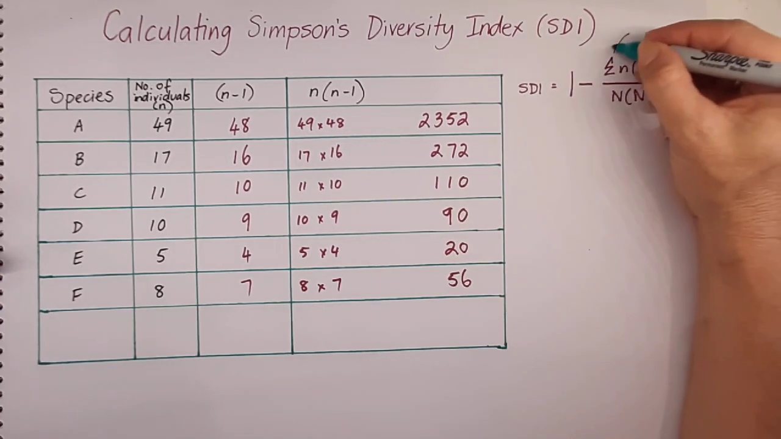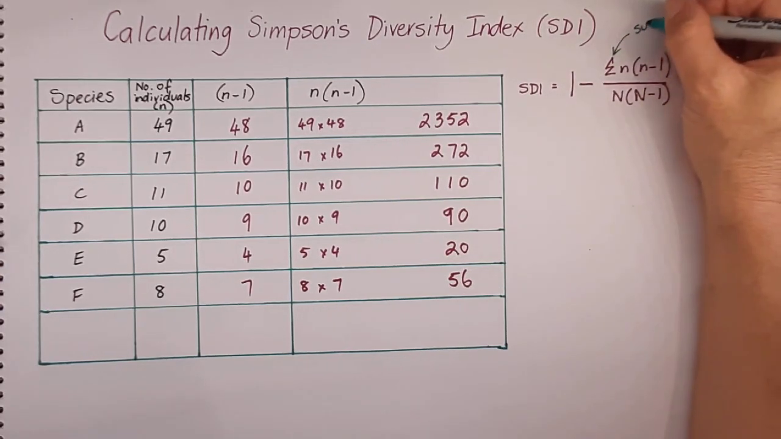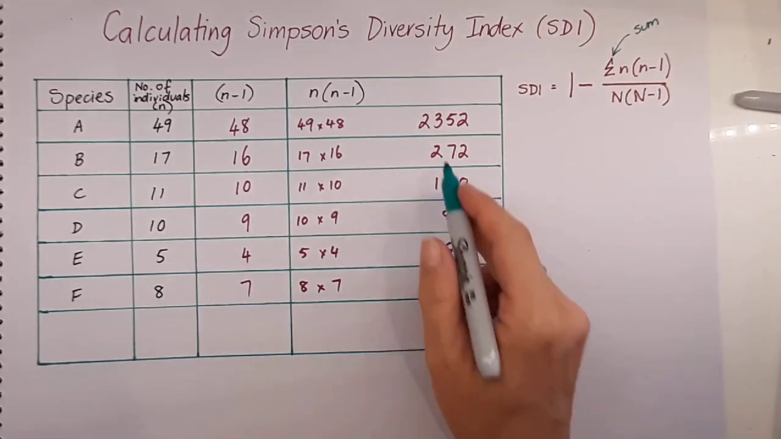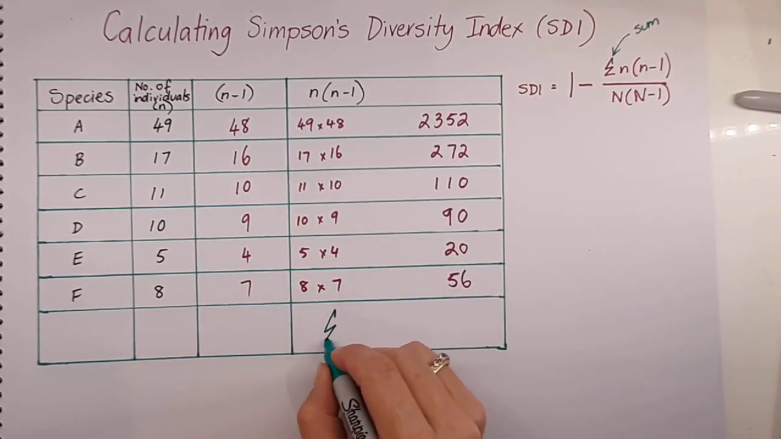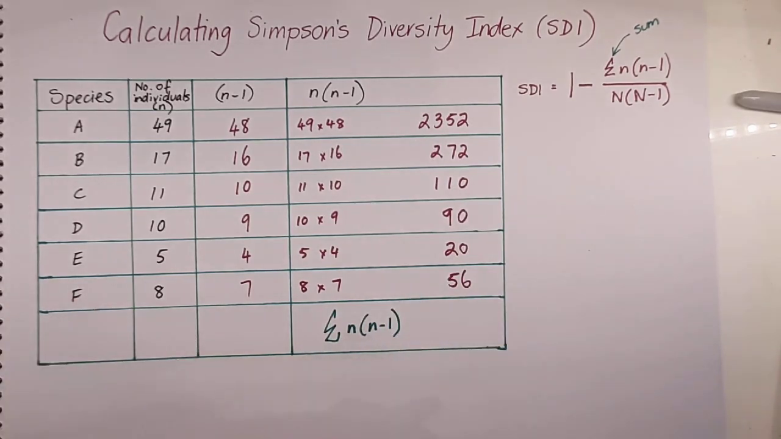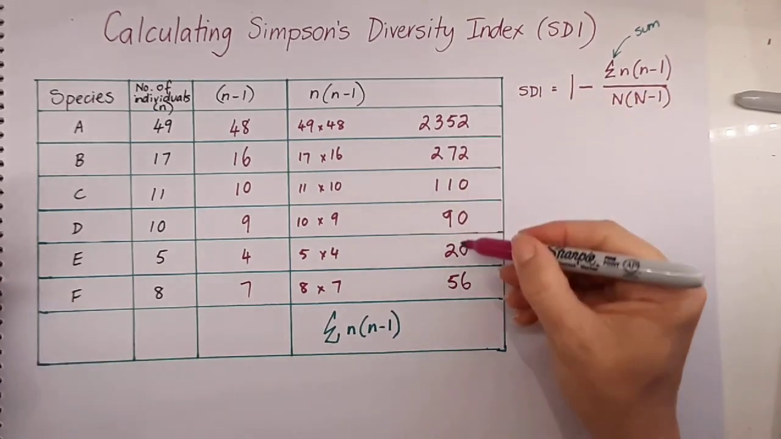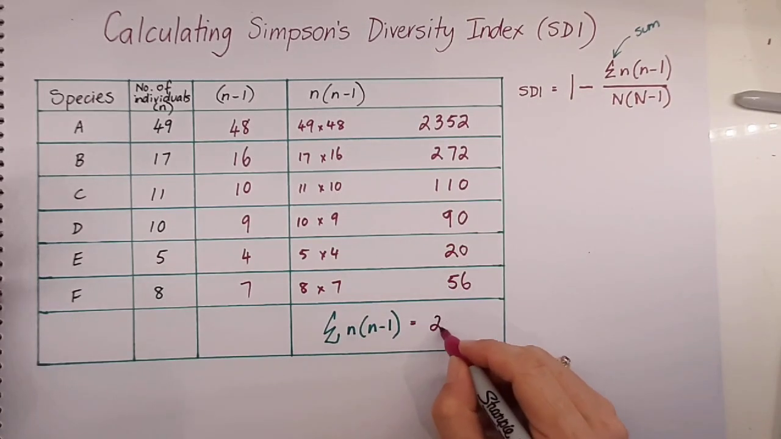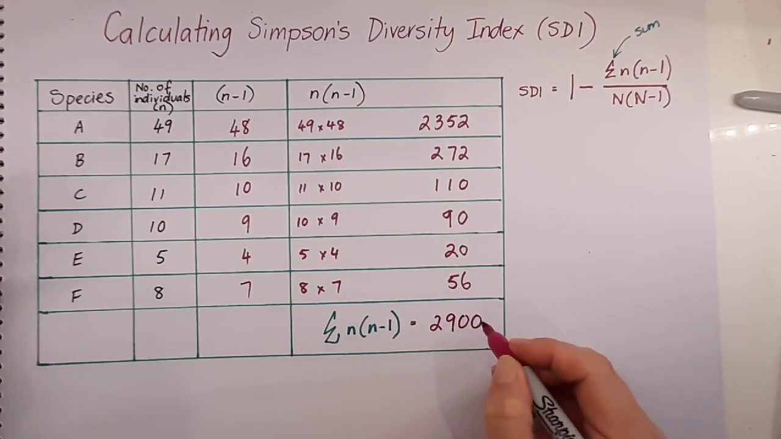But in our formula, the sigma here means to sum all of those values. So in our case, for us to work out the sum of n outside n take 1, we need to add up all of these values. And in this case, they come to 2,900.